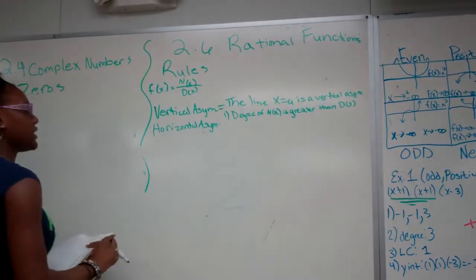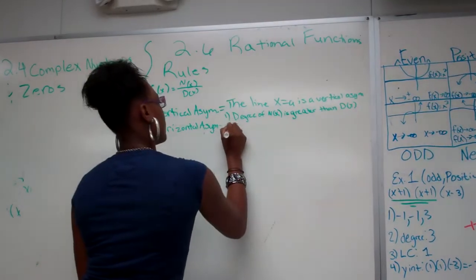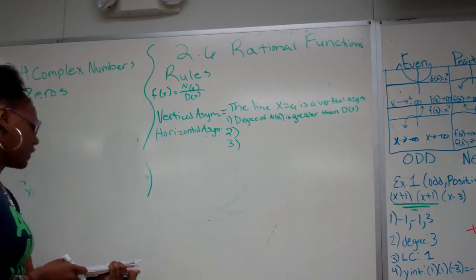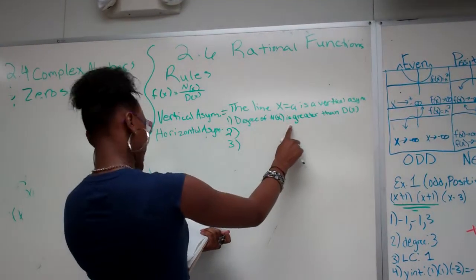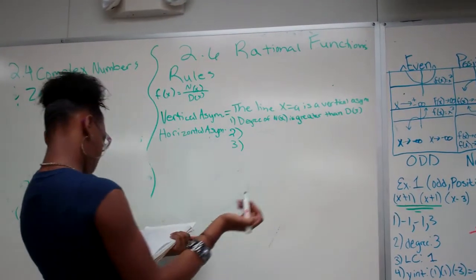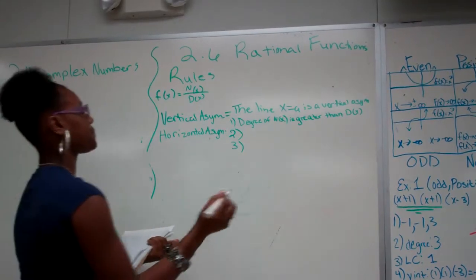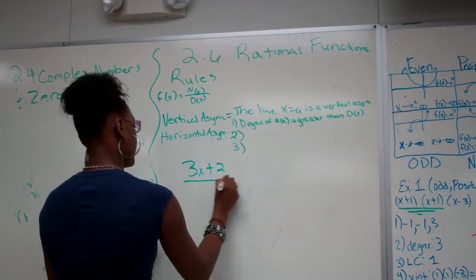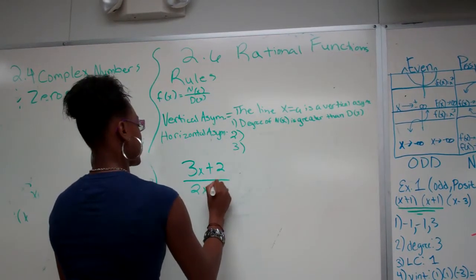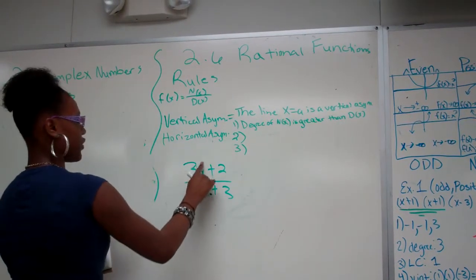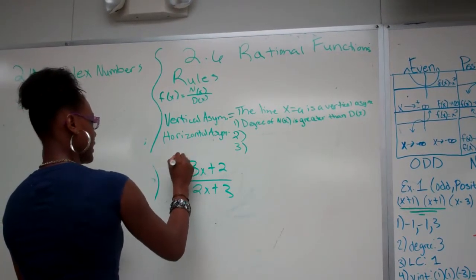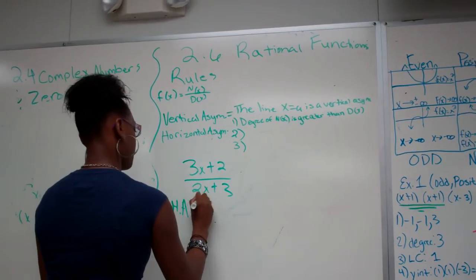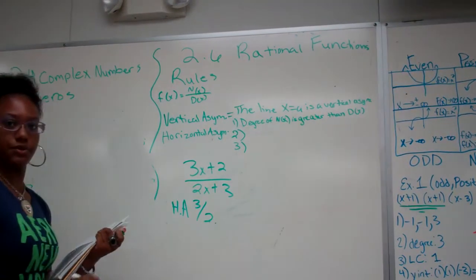For a horizontal asymptote, you have 3 rules you need to follow to find it. The first one is if the degree of n(x) is the same as d(x), then there's a ratio of your leading coefficients. So 3x plus 2 over 2x plus 3. If their degree is the same, then you would use the leading coefficients, and the horizontal asymptote would be 3 over 2.